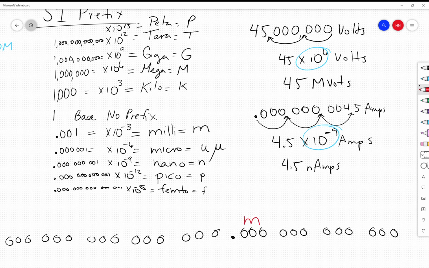If you have it in the next group of 3, it's going to be in the micro. The next one is going to be in the nano, and then the pico, and it keeps going to femto. If you have it in these first 3, there's going to be no prefix because it's just between 1 and 1,000 already. If you have it in the next, it would be kilo, mega, giga, tera, etc.